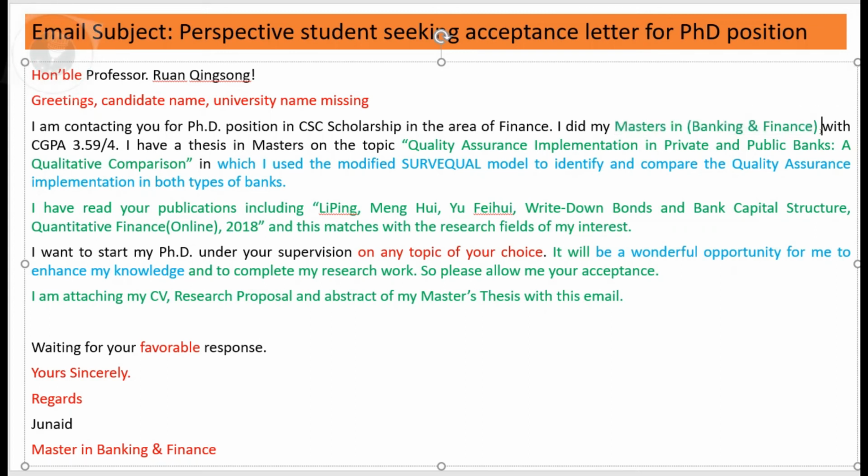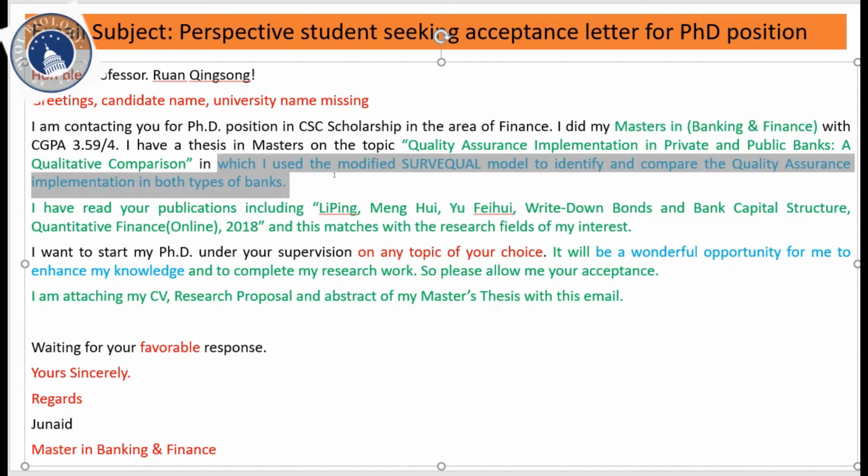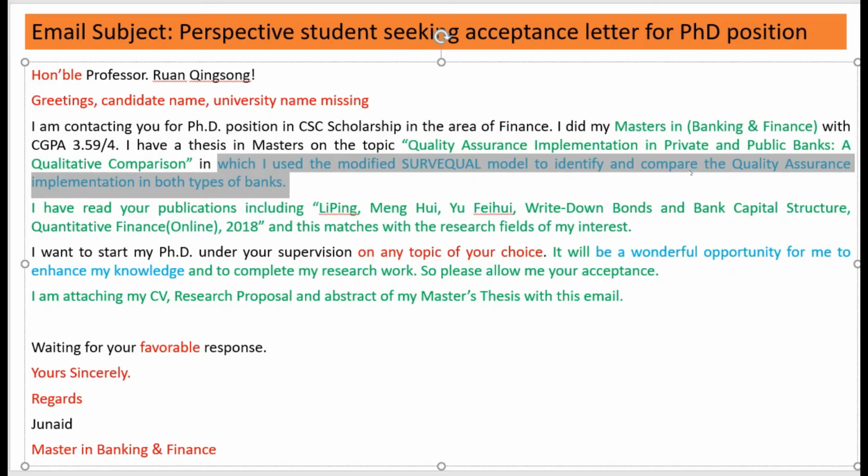Here it is mentioned that CGPA, yeah, you can mention it if you have a good CGPA. And here is another most important thing: you can mention the thesis topic of your previous degree. Here, which I used the modified model to identify and compare the quality assurance implementation in both types of blah blah. You are not required to tell the importance of your research, so I think this line is extra and should be deleted.